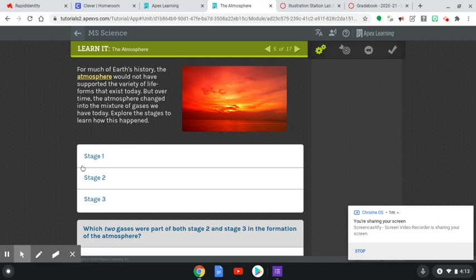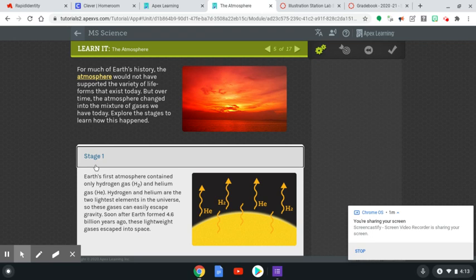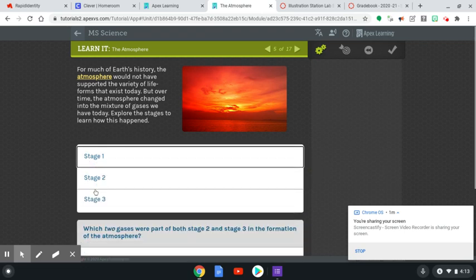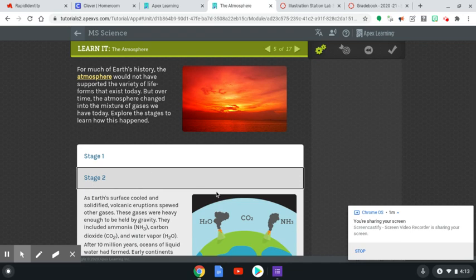When we talk about the stages of the atmosphere formation, stage one was where we had helium and hydrogen gases that were escaping from the sun. Stage two, we had volcanoes erupting. These volcanoes also put gases into the atmosphere. These included ammonia, carbon dioxide, and water.